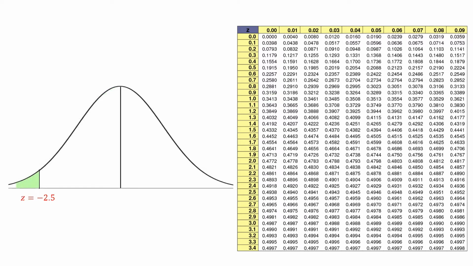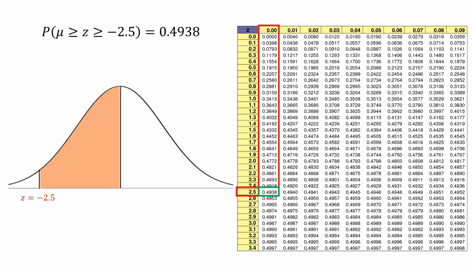What if we are asked about the area to the left of a given z-score? Let's consider z equals -2.5. What we can do here first is to determine the area between this z-score and the mean. In this case, it is 0.4938. Now, since one of the properties of a normal distribution is that the whole area under its curve is equal to 1, and that the curve is symmetrical about the mean, then it is safe to conclude that the area to the left of the mean is 0.5.